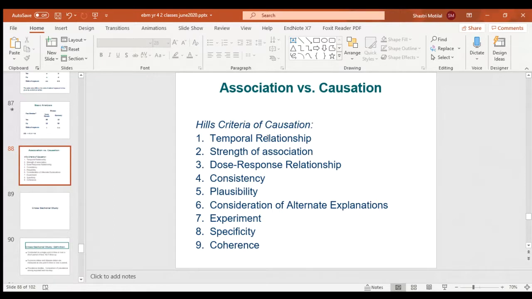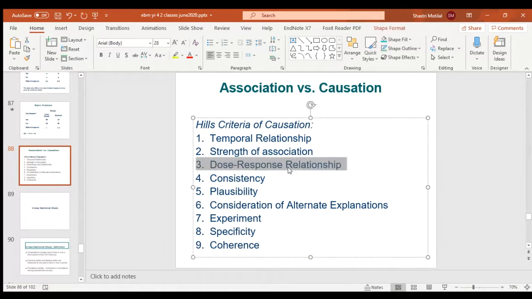Just to touch on one, temporal relationship means the person had to have the risk factor first, then develop the disease afterwards. So a person had to smoke for some years, then get the cancer after. A person couldn't have the cancer first and then smoke after, and then you want to say smoking causes cancer. Doesn't make sense.